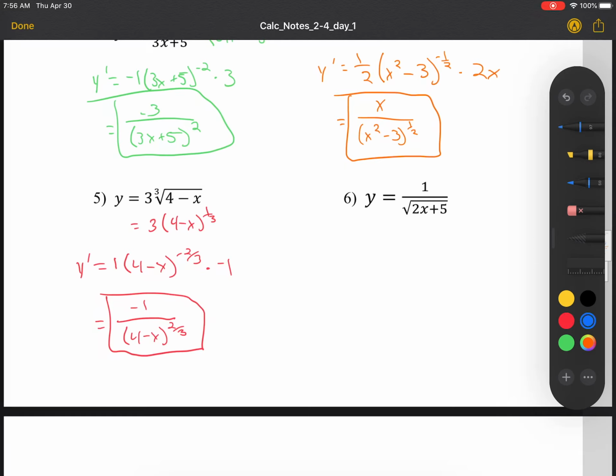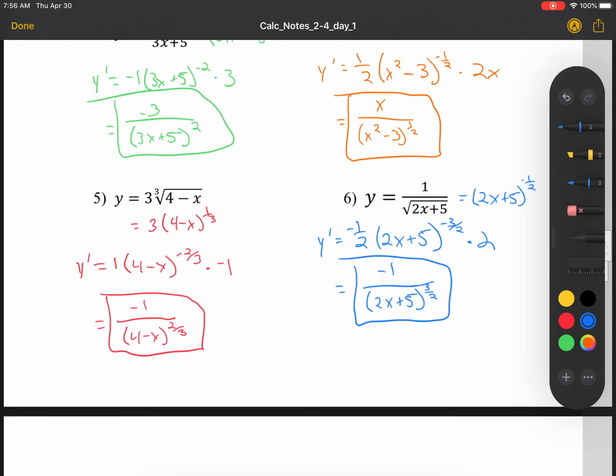All right, 6. Again, I rewrote. Get it into something you can work with. Now we take the derivative. Okay, we're going to keep moving and finish this up by getting rid of our negative exponents. We get this guy right here, negative 1 over 2x plus 5 to the 3 halves. All right, we're getting the hang of it, I feel like.